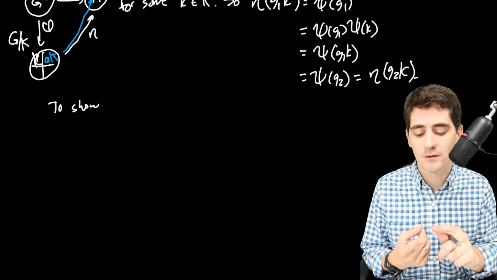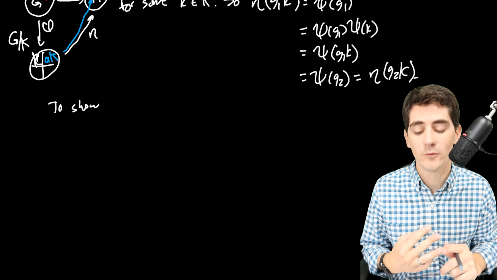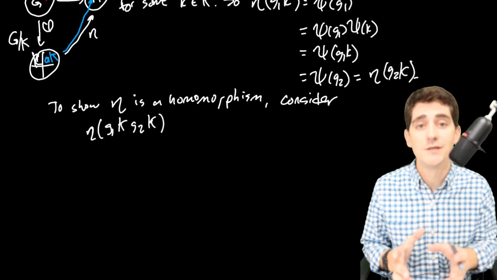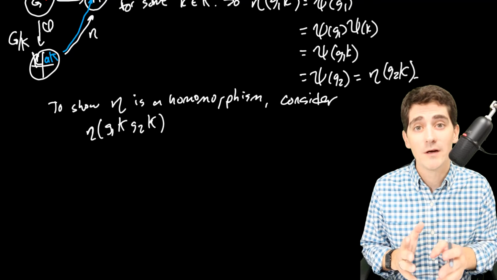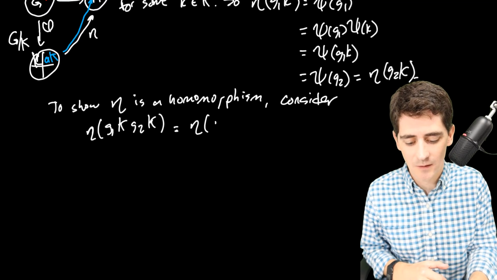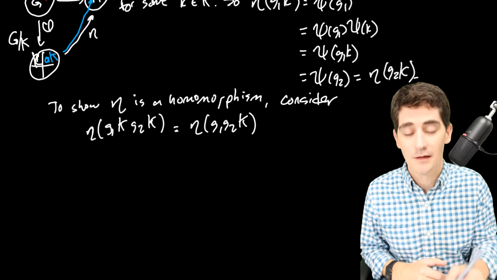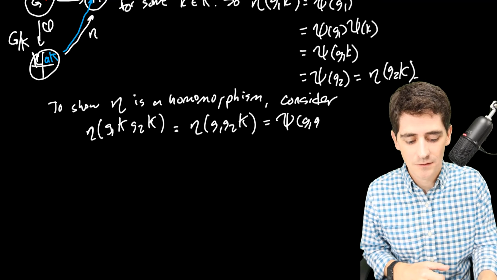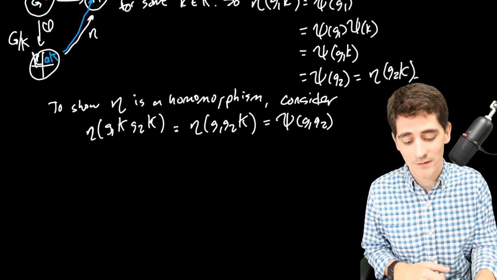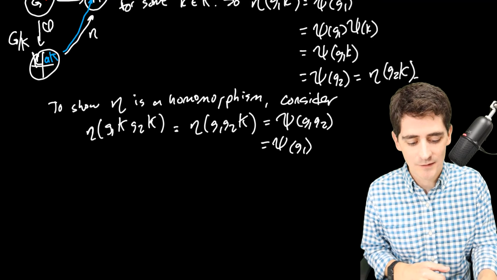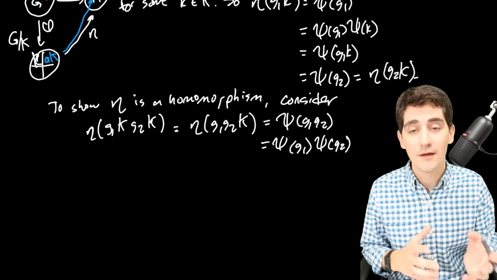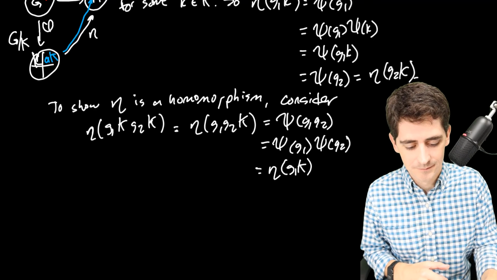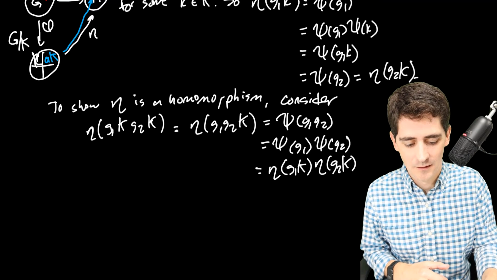And remember, to do that, we need to show that it's a homomorphism, it's onto, and it's one-to-one. So first, to show that it's a homomorphism, let's use eta to map over G1K times G2K. Now, remember the operation of cosets is that that's the same thing as mapping over G1, G2, K. Okay, according to my definition of eta, that goes to psi G1, G2. And then psi is a homomorphism, so I'm allowed to break that up as psi G1 times psi G2. And then I can go back to my eta language. So now I have eta G1K, eta G2K.